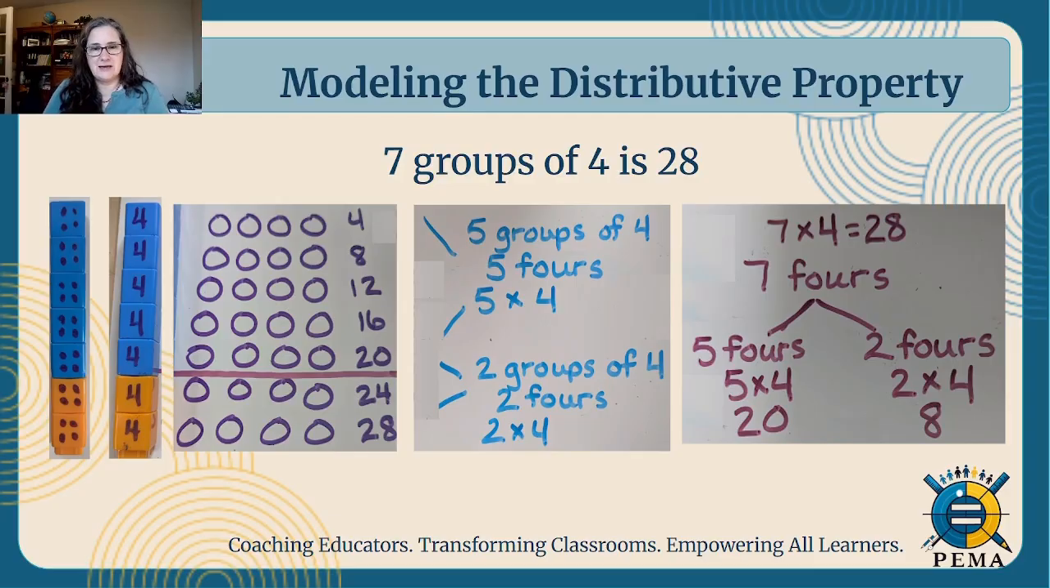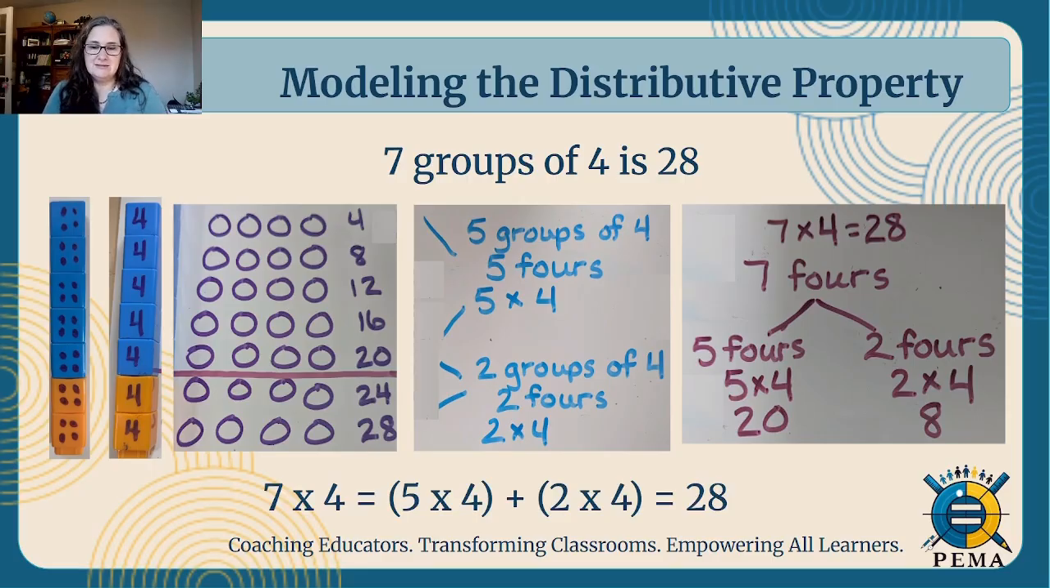The final step in our concrete pictorial abstract progression for students in grade 3 is to arrive at this equation. So students need to understand that 7 times 4 is equal to the product of 5 times 4 plus the product of 2 times 4. And no matter how I write it, it equals 28.